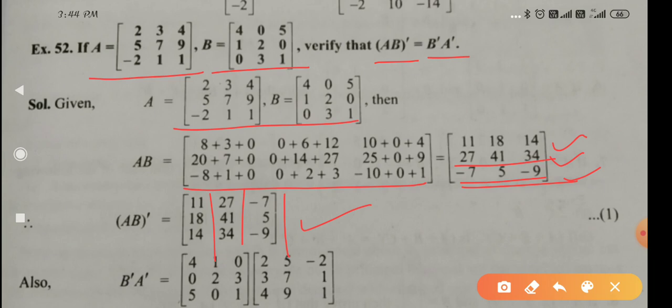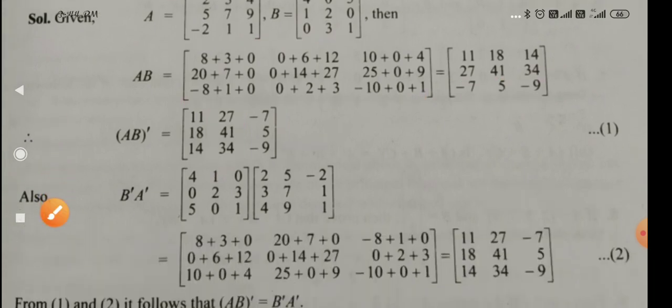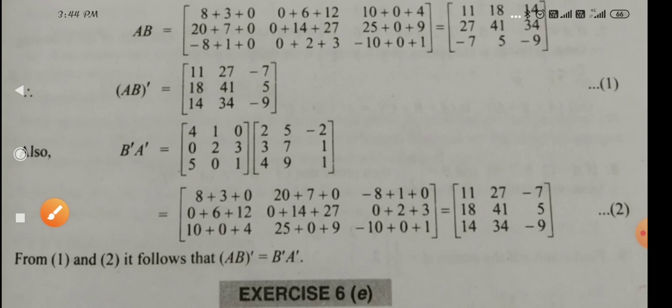Now RHS also we will check. You take transpose of A and B separately. Transpose of B is this one, transpose of A is this one. So now you multiply both the transpose. B dash first and A dash second, according to the property. So when you multiply 8 plus 3 plus 0, 20 plus 7 plus 0, minus 8 plus 1 plus 0, and finally answer is coming 11, 18, 14, 27, 41, 34, minus 7, 5, minus 9.